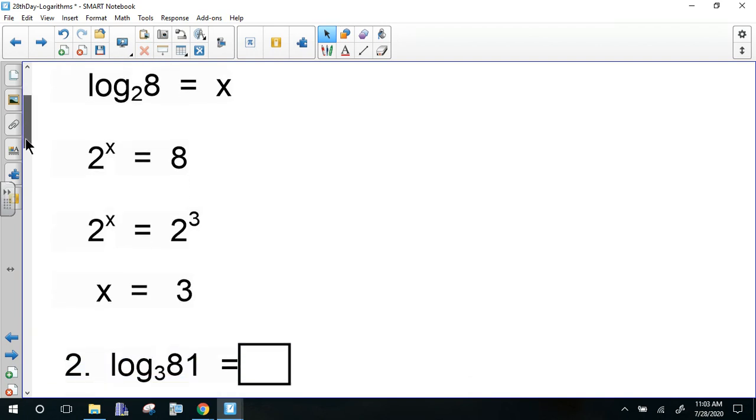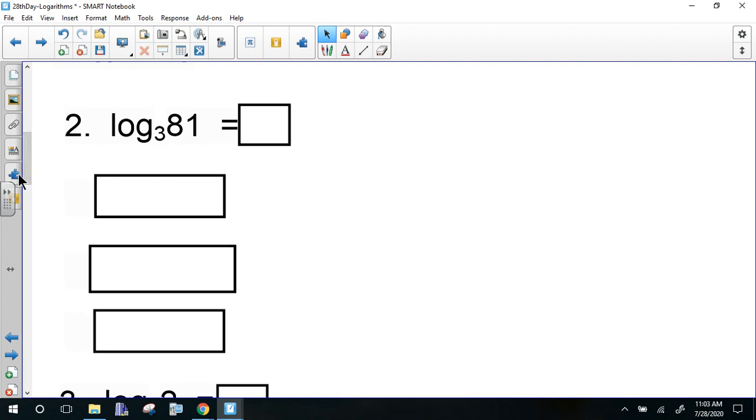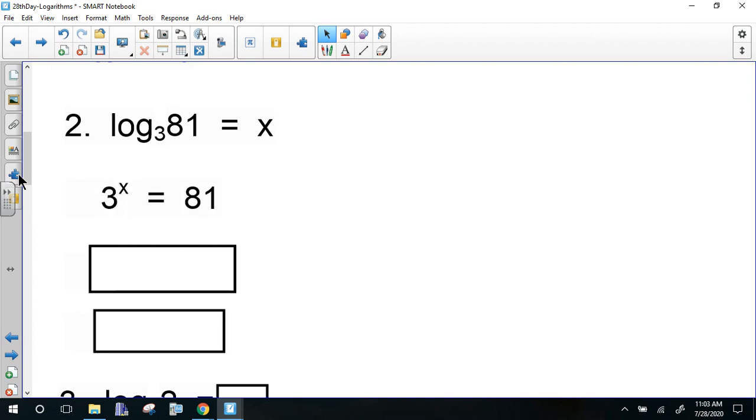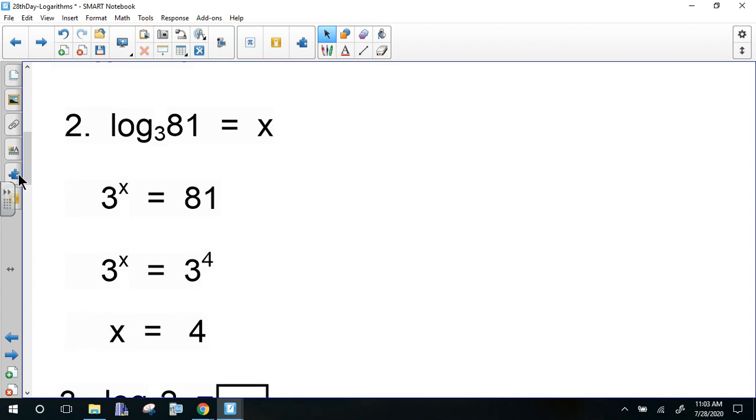All right, let's look at another one. We're going to make it equal x. I'm going to write it in exponential form. So it'll be 3 to the x equals 81. 3 is a prime number, so I want to make 81 a base of 3. What exponent can I raise 3 to equal 81? Well, 3 to the fourth power equals 81. Now that I have the same base, those go away, and I'm left with x equals 4.